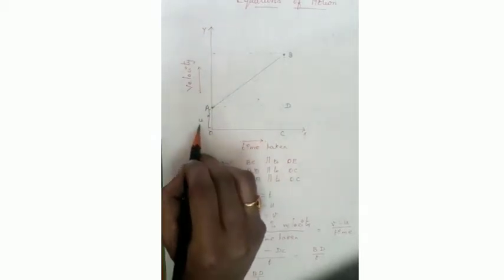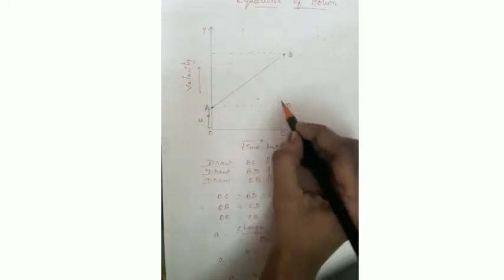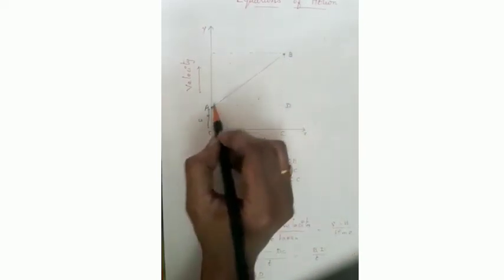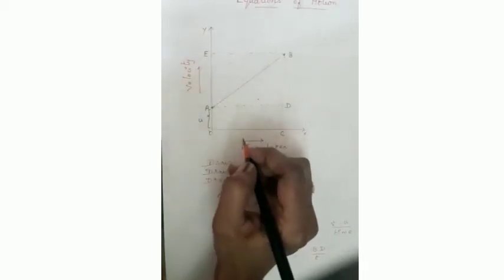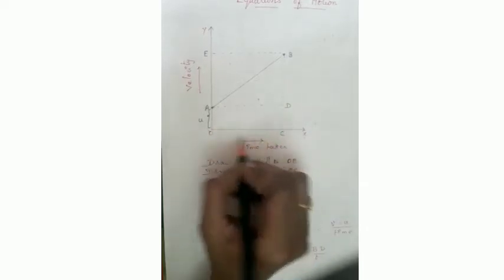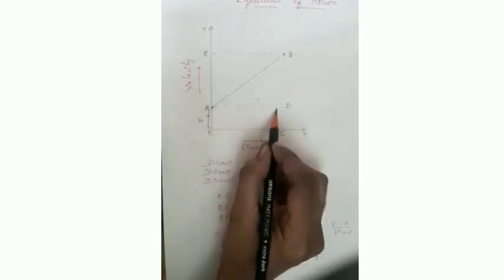Now listen, O to A is the initial velocity. The initial velocity symbol is U, right? This one is U, so obviously C to D is also the initial velocity U. Now from D to B is the final velocity. Here I am going to name the point E. So A to E is also the final velocity. What about OC? It is the time interval from initial to final, so time taken T, and at the same time AD is also the time taken.